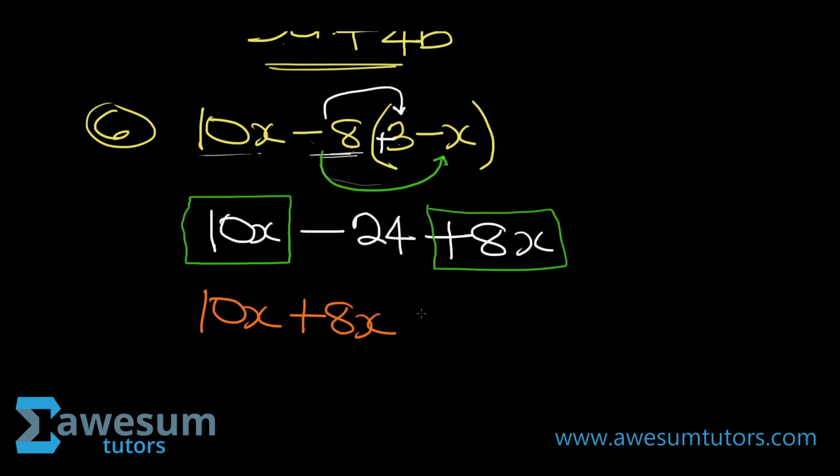And then this is negative 24, so I'll have minus 24. Very easy, guys. 10x plus 8x is going to give me 18x. Then you have negative 24, because that is an unlike term. You cannot add 18x and 24 together, neither can you subtract them from each other, because they are unlike terms.